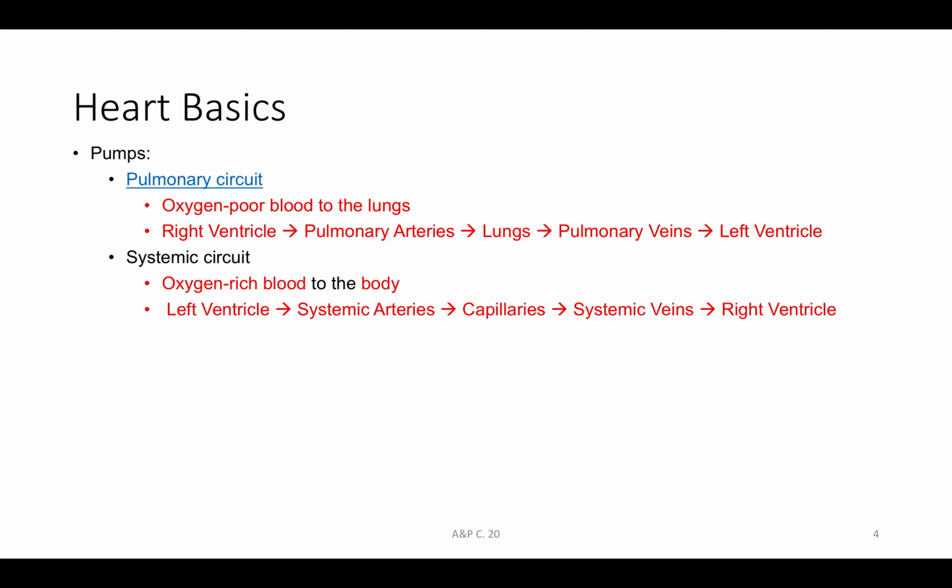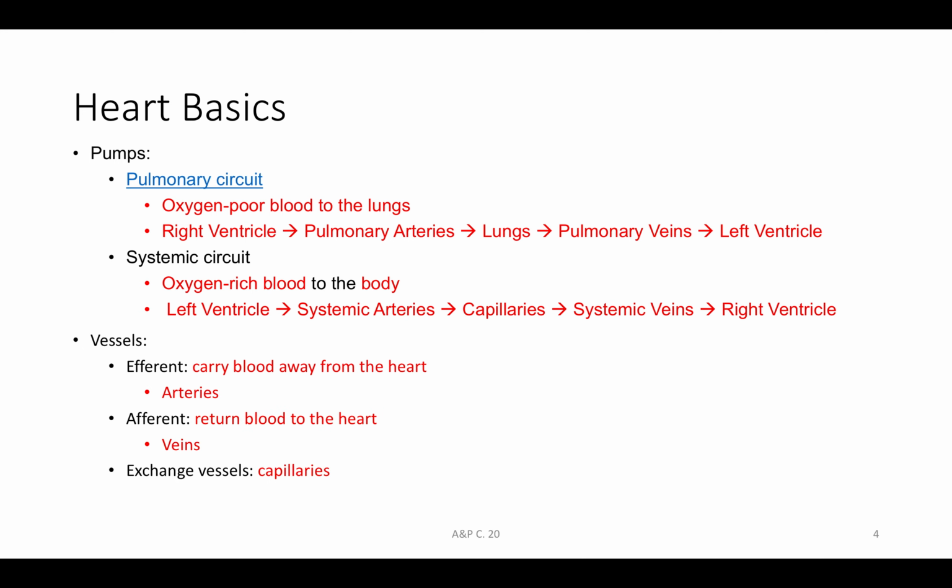Whereas your systemic circuit has to do with your body. So now that your heart has oxygenated blood, it's going to pump it out to your body. Your body's cells and tissues are going to use that oxygen to create ATP, and then it's going to change into deoxygenated blood. Once that oxygen's dropped off, carbon dioxide gets picked up, and that deoxygenated blood is going to come back into your heart. So the systemic circuit goes from your heart to your body back to your heart.